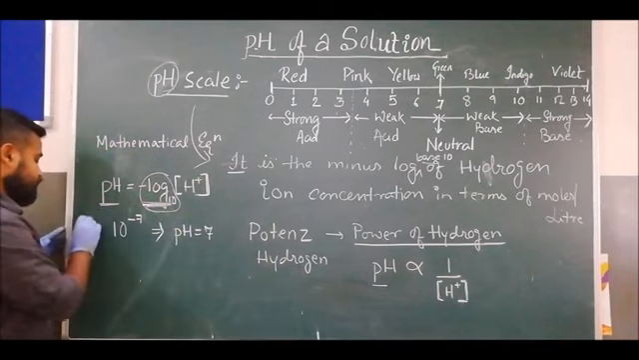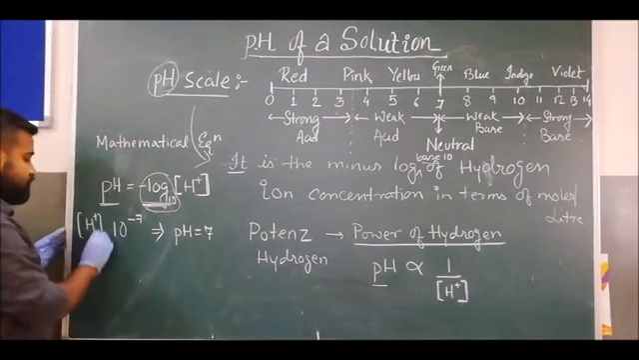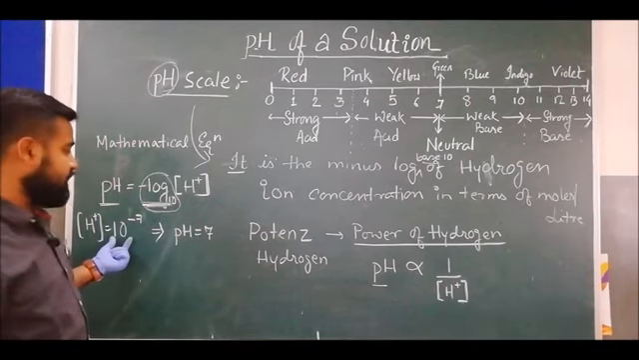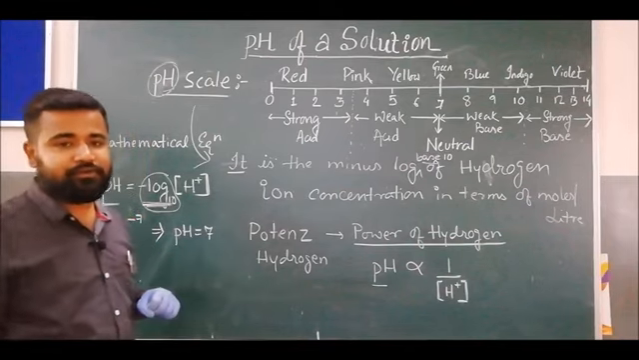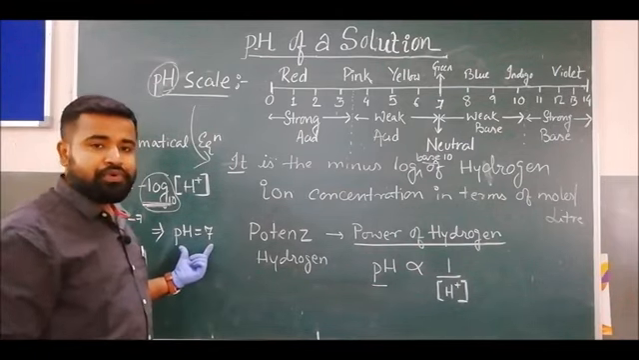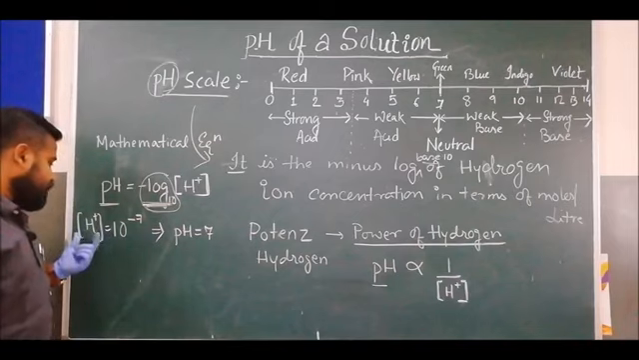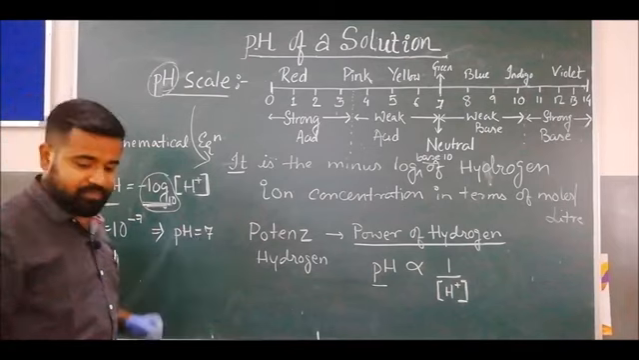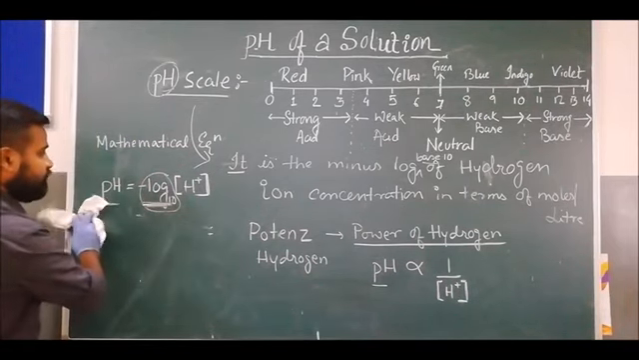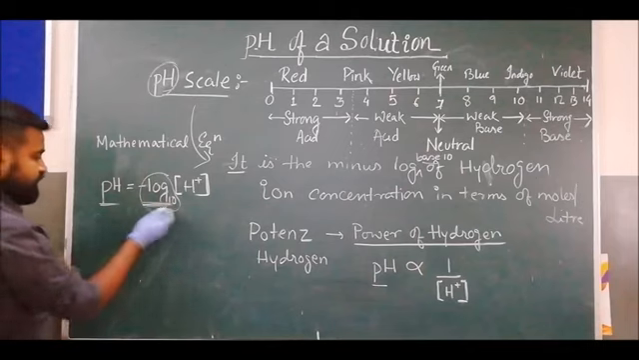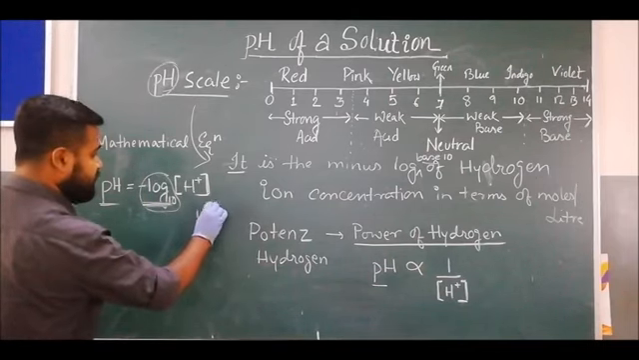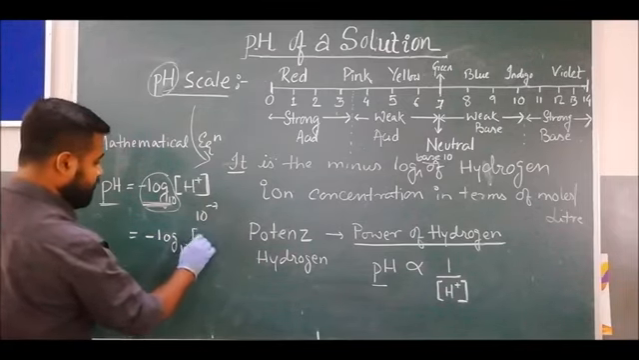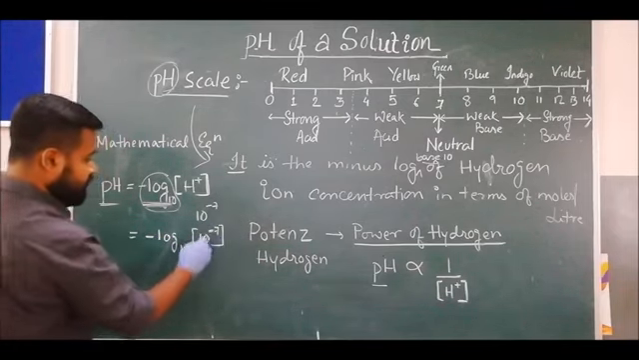If the hydrogen ion concentration is equal to 10 to the power minus 7, then the pH will be equal to 7. How can we find out that when the hydrogen ion concentration is 10 to the power minus 7, pH equals 7? Let's find out. Put it in the formula. Here the hydrogen ion concentration is 10 to the power minus 7. So we can write minus log base 10 of 10 to the power minus 7.